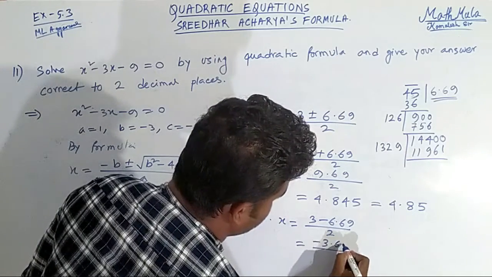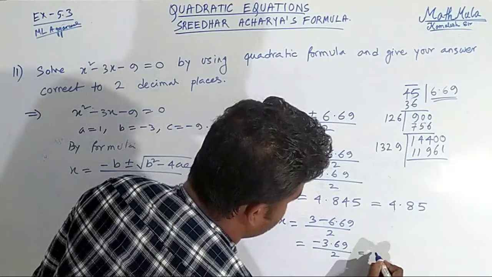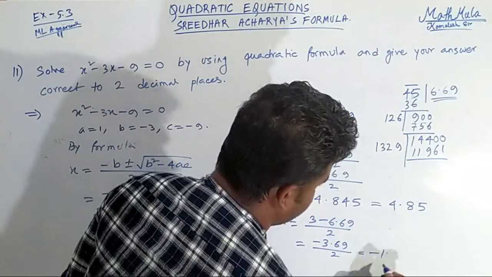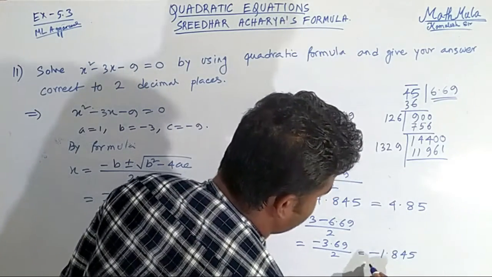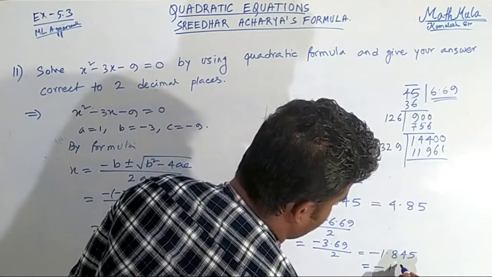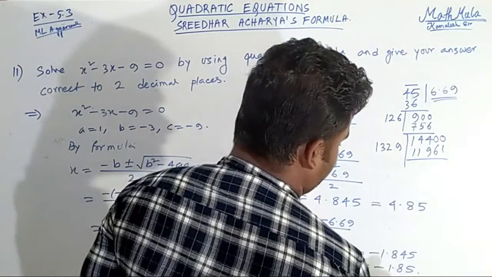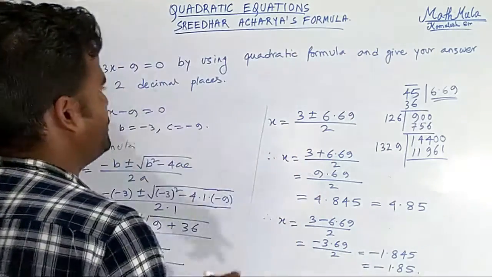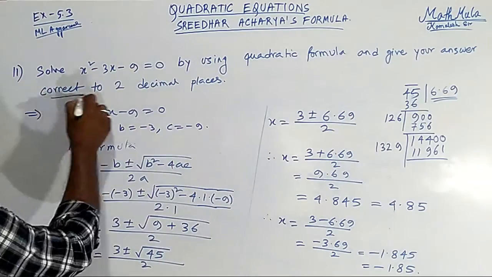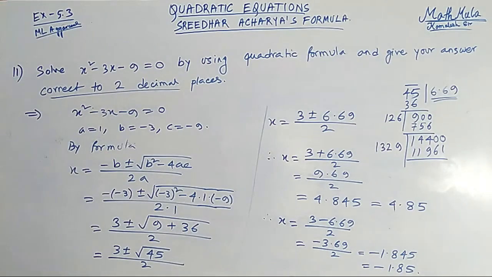this is equals to minus 3.69 by 2, this is equals to minus 1.845, again we round it up to get minus 1.85. 4.85 and minus 1.85 are the two roots of this given equation, correct up to two decimal places. That's it.